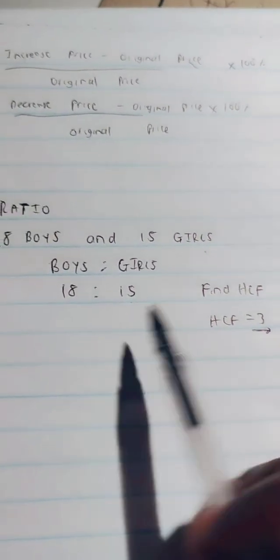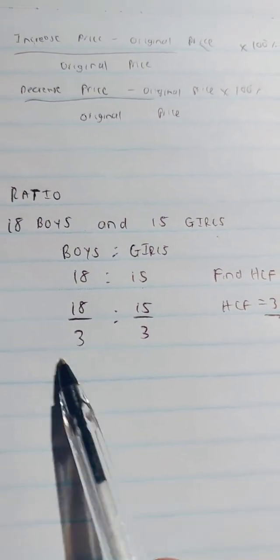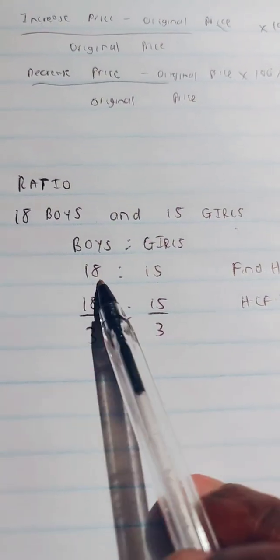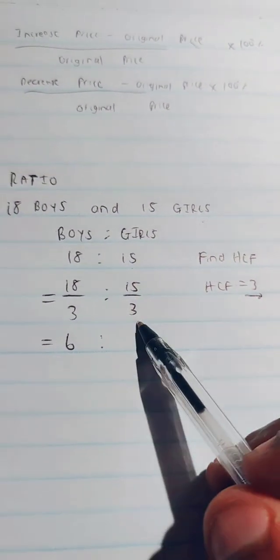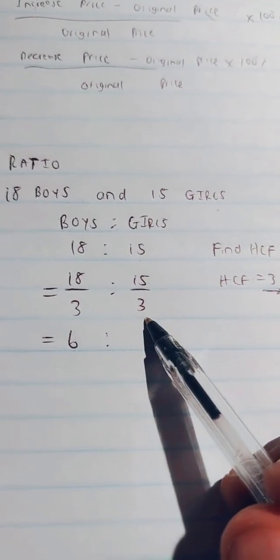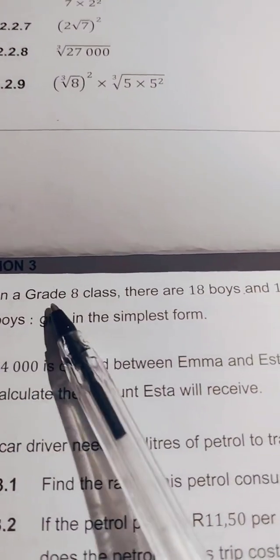Once I find the highest common factor, which is 3, I take my ratio and divide the quantities in my ratio by 3. So 18 divided by 3, what does that give me? 6. And what does 15 divided by 3 give me? That gives me 5.